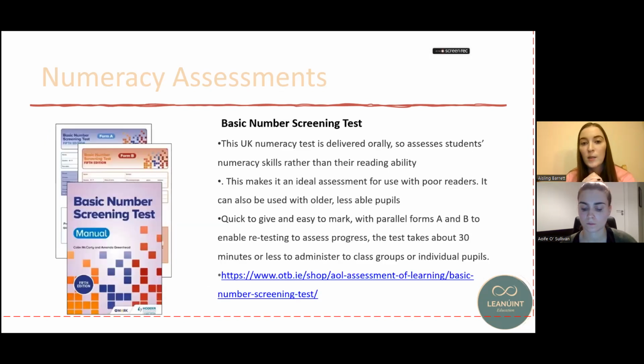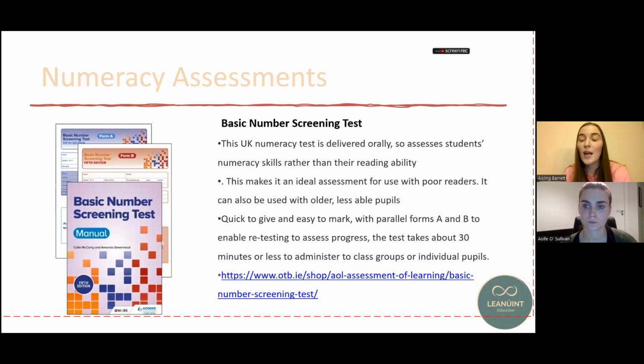Another useful one is the basic number screening test. Again, this is UK based, it's not Irish based, but what is useful is that it's delivered orally. So if a child has difficulty with reading, this one will specifically assess their numeracy skills rather than focus on their reading difficulties. So it's particularly useful if you have poor readers and you want to assess their maths ability. It can also be used with older children who struggle.